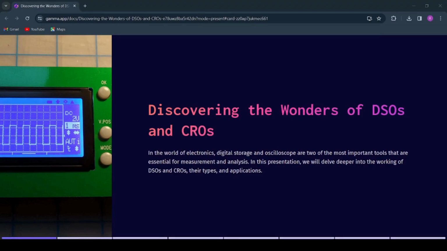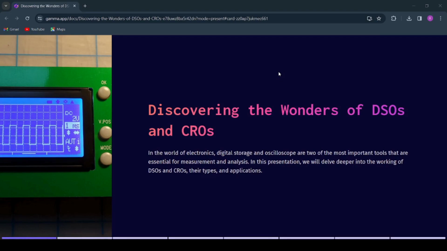be discussing the DSO and CRO in depth. First of all, we'll talk about the Digital Storage Oscilloscope, which is known as a DSO. The DSO is one type of oscilloscope used to display the waveform, but the difference between DSO and CRO is that in DSO, the digital signal is converted into analog, and that analog signal will be displayed on the screen of the digital storage oscilloscope.